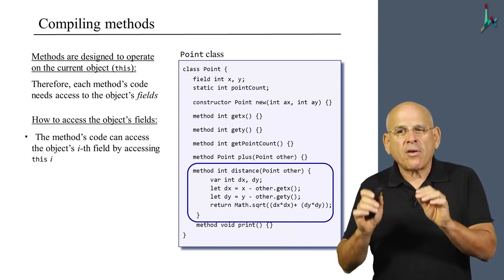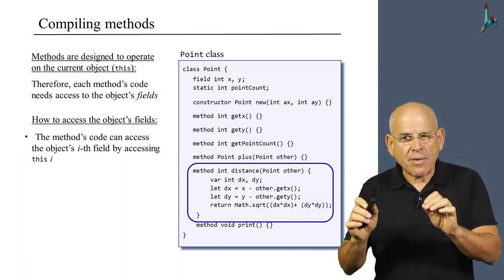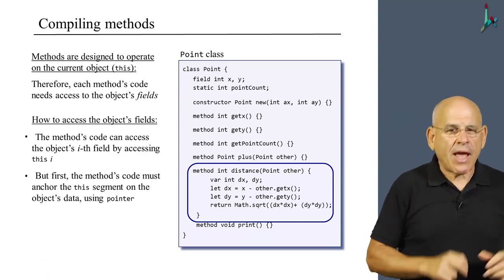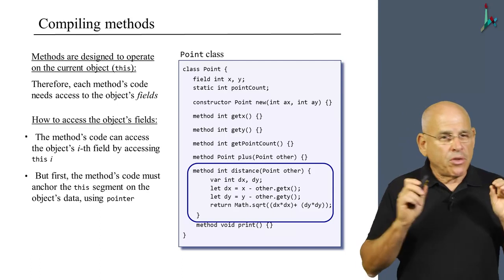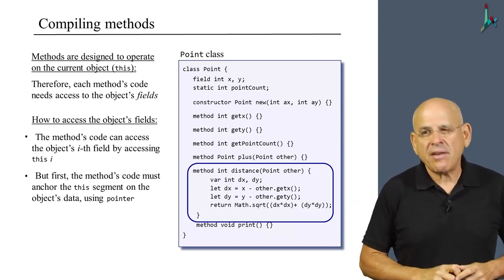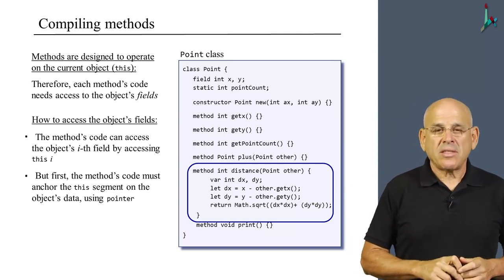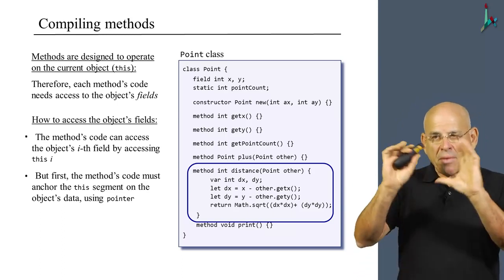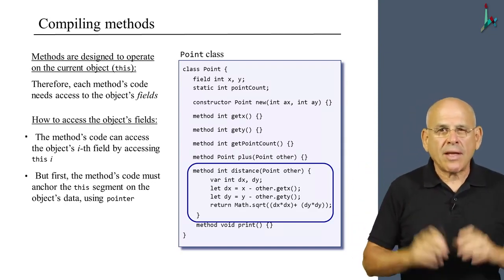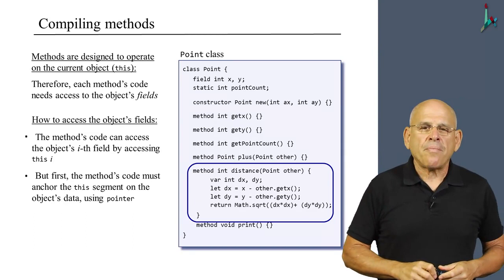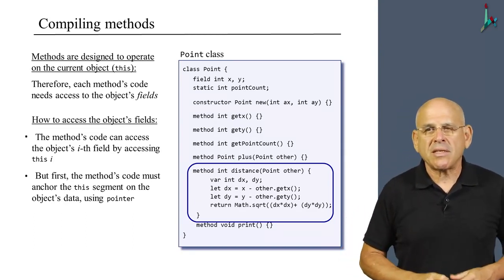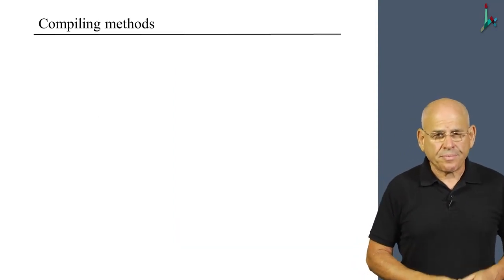However, before we use the this segment, we first have to anchor it on the proper address on the RAM. And we do this, as we learned 2 units earlier, using the pointer segment. So this technique and this reminder that I just gave you will come into play in the next slides, in which we discuss the actual code that we generate.